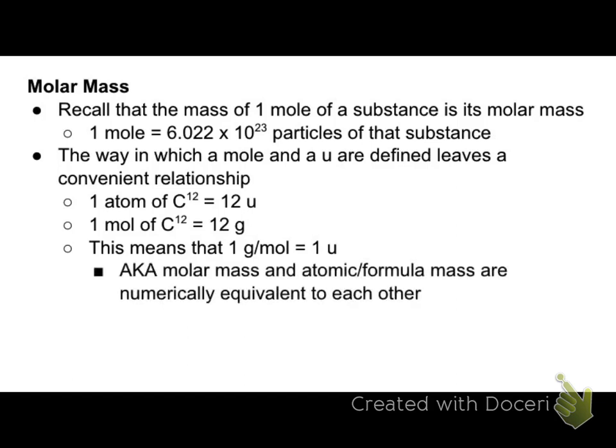So atomic mass and formula mass, therefore, are numerically equivalent. Okay? They're not the same thing, they have different definitions, but numerically, when you're looking at the numbered value of it, they're going to be equivalent, which means you can look to the periodic table not only to get the mass of an atom of an element in U, but you can also look to the periodic table to find the molar mass of that element.